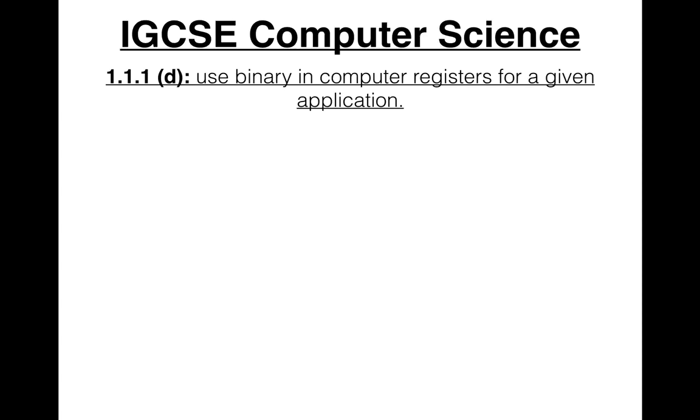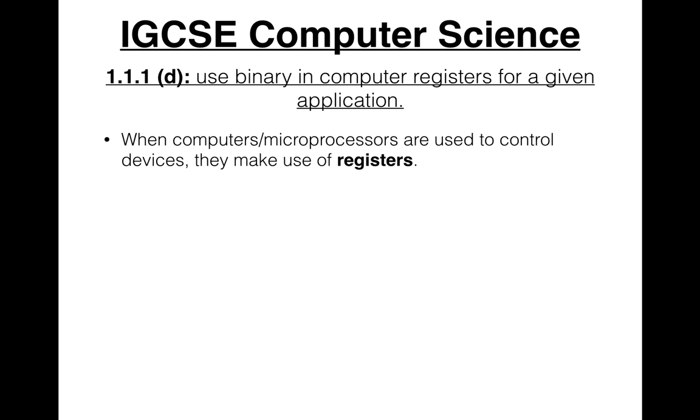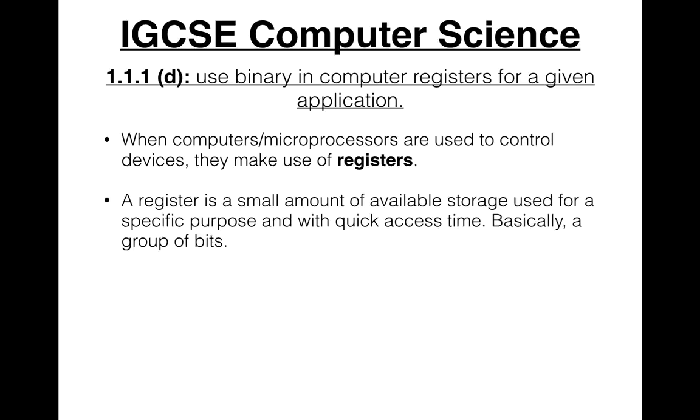IGCSE Computer Science Syllabus Statement 1.1.1d, use binary and computer registers for a given application. So, when computers or microprocessors are used to control devices, they make use of registers. A register is a small amount of available storage used for a specific purpose, and with quick access time. So basically, a group of bits.